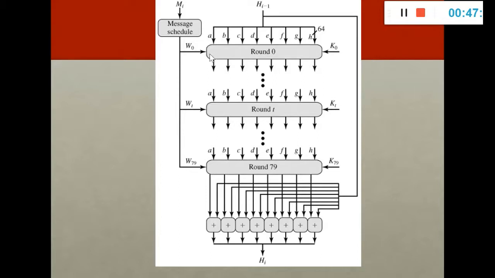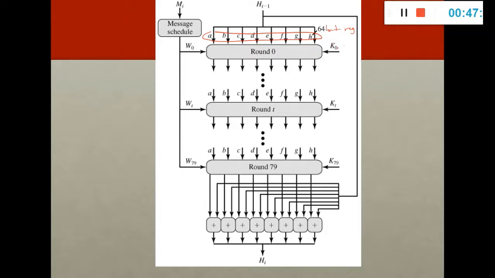In the initial hash buffer, you have A until H. What we call them are 64-bit registers. This A until H, we call it a 64-bit register. Then you have round 0. Apply the constant of round 0.